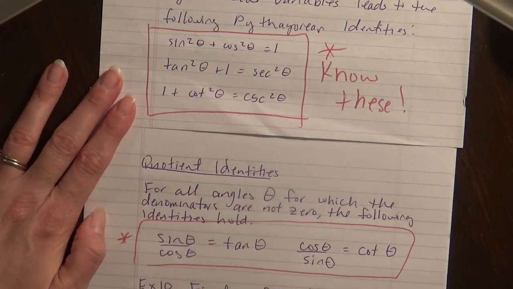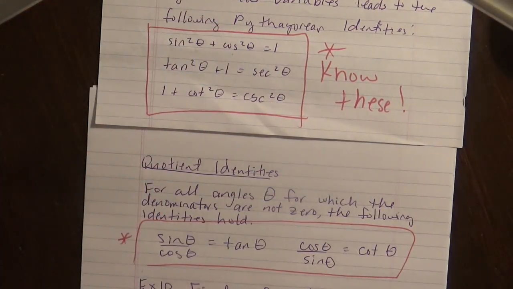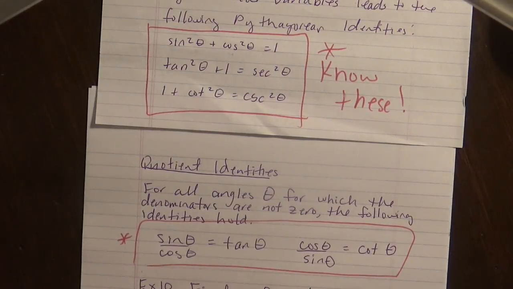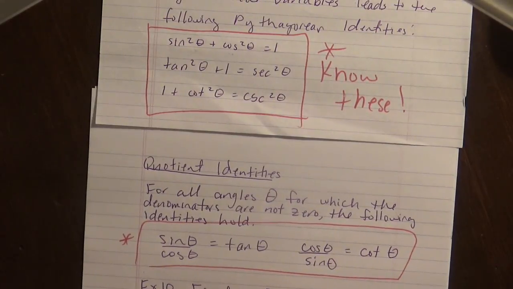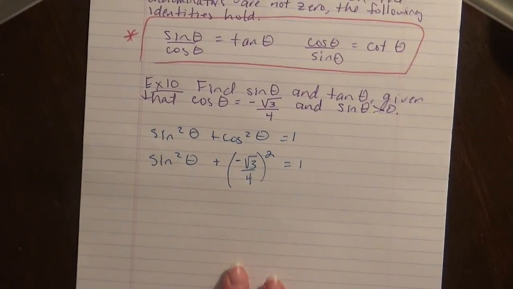I could put my value, my negative square root 3 over 4 here for cosine. So we're going to do sine square theta plus cosine square theta equals 1. So I've got sine square theta plus, I'm going to use parentheses because this is a negative. Alright, cosine is negative square root 3 over 4, and I need to square this and set it equal to 1.